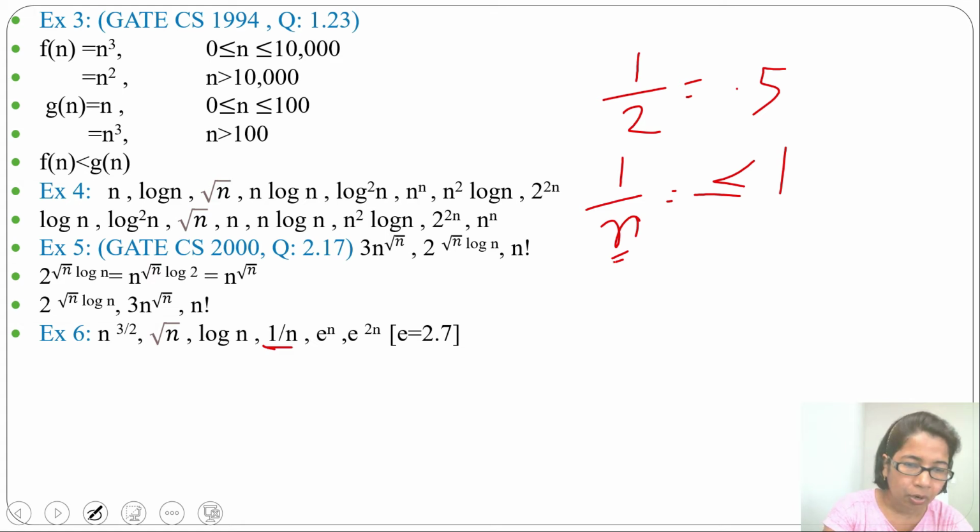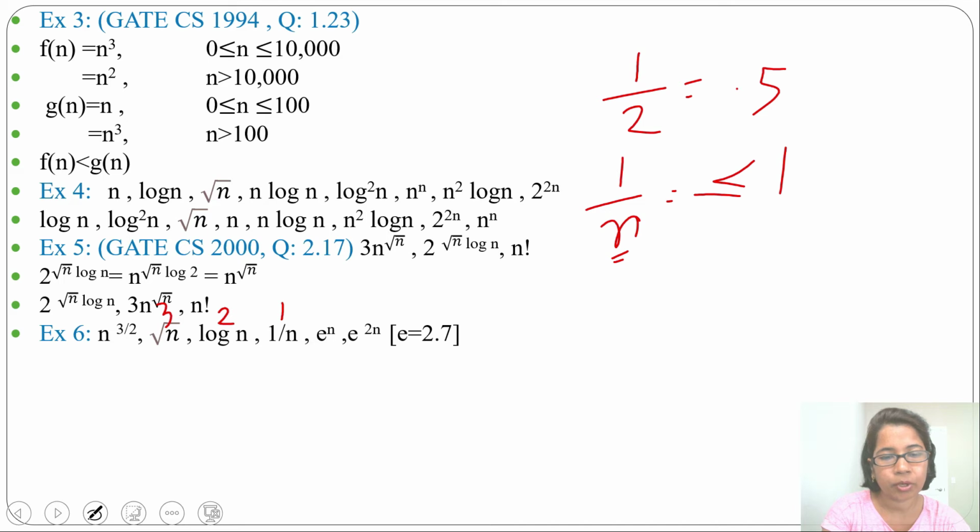And next, log n is given. Log n has a higher order of growth than 1 by n. So first we'll write 1 by n. Second we'll write log n. And log n's order of growth is less than root n. So next we'll write root n.